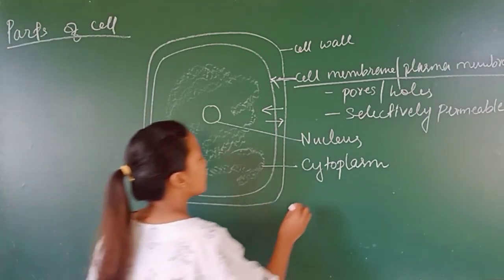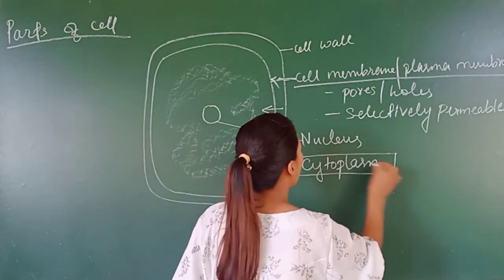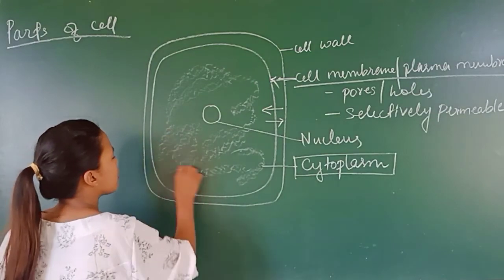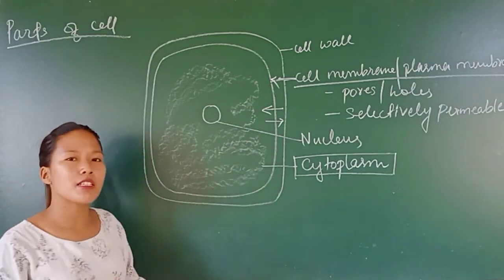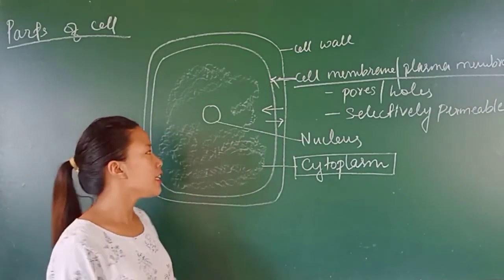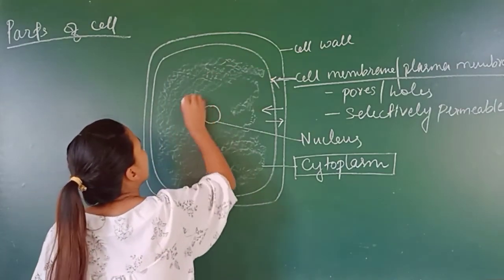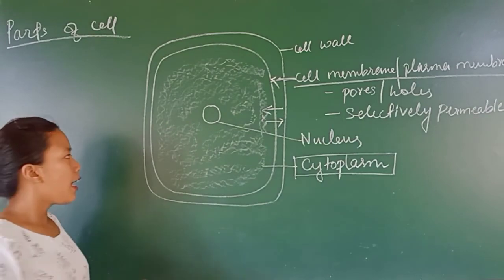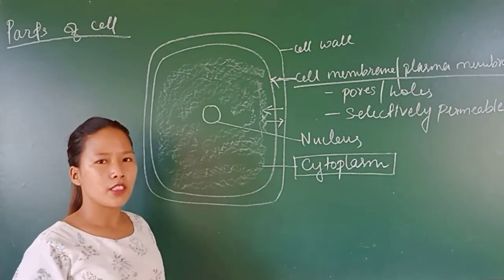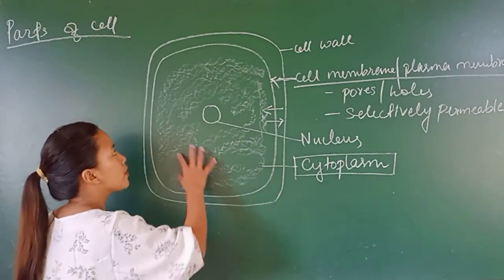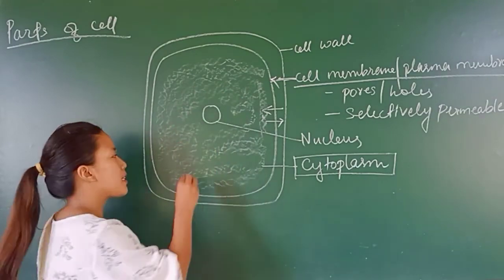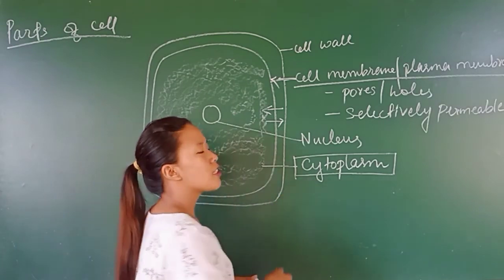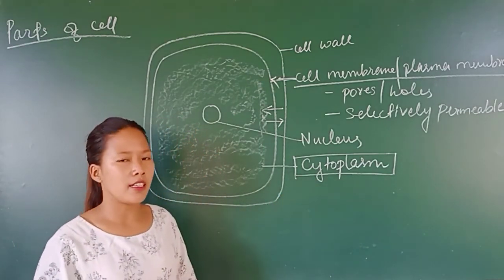Now let us talk about the cytoplasm. The cytoplasm is a transparent, jelly-like material. Jelly-like means fluid-like, and it fills the entire space inside the cell membrane. All the important metabolic activities like respiration take place inside the cytoplasm. That is why it is also known as the functional part of the cell.